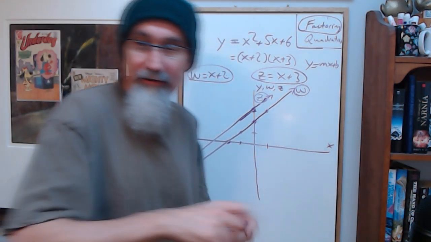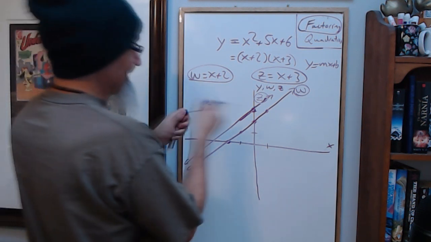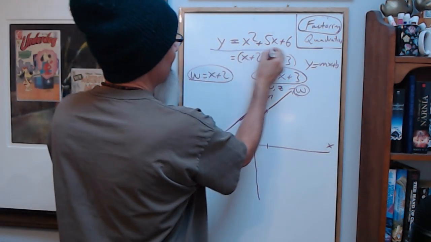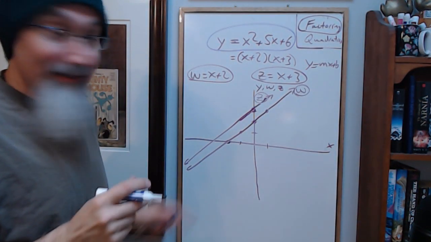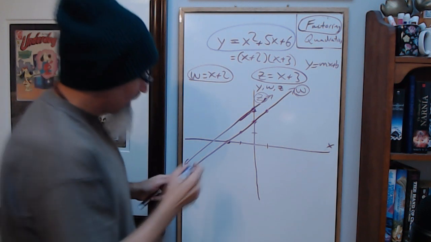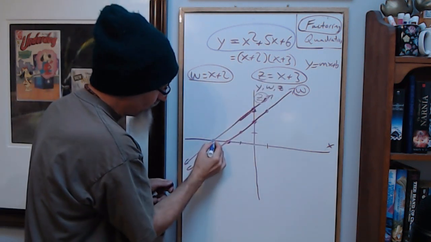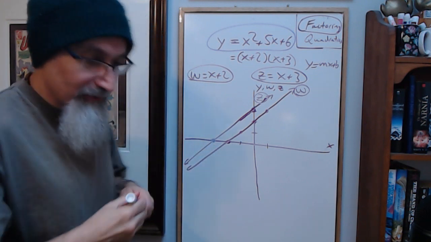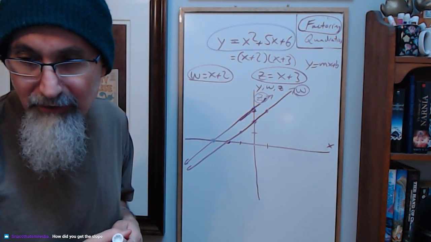Should I use a different color? Let's use a different color. That's cool. Let's use this color. So we're going to graph this. The graph of this guy, and this is negative 3 here for that guy, is going to go through here. Let's graph it using a better color. Let's graph it using brown. How did you get the slope?